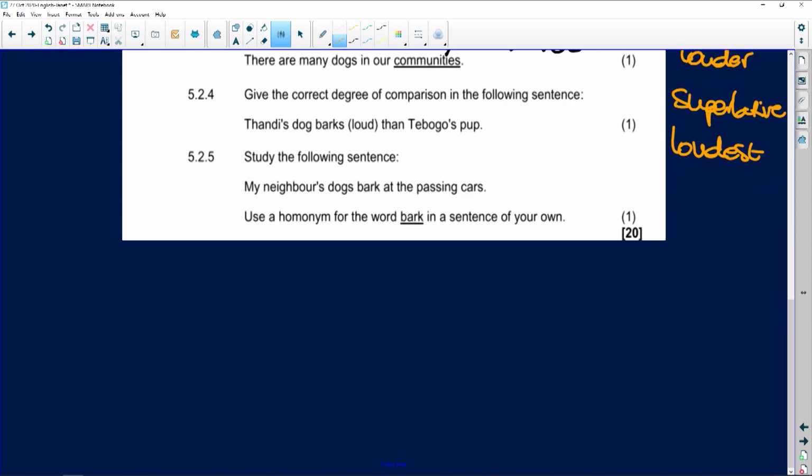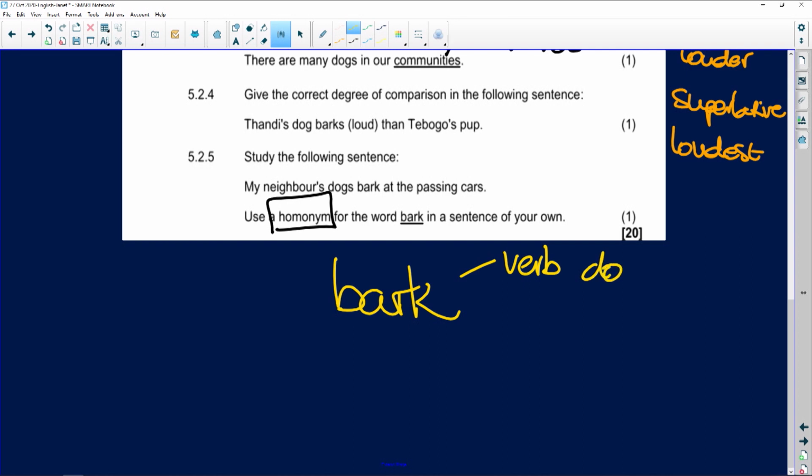Right, okay. So what is a homonym? It's a word which has the same form but a different meaning and change the part of speech. So, my neighbor's dogs bark. Bark is a verb. It tells me what they do. Waf, waf, waf. Okay, fine. What else do you know is bark? Can't hear you, shout louder. What else is called bark?